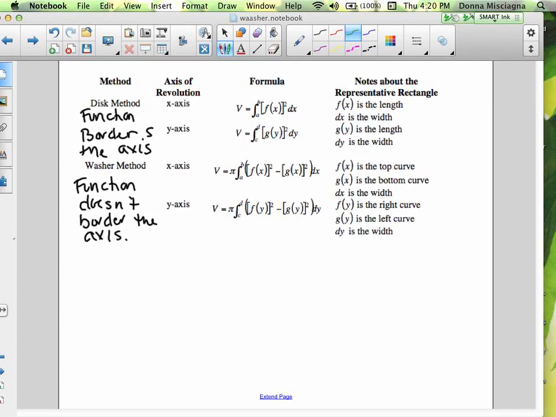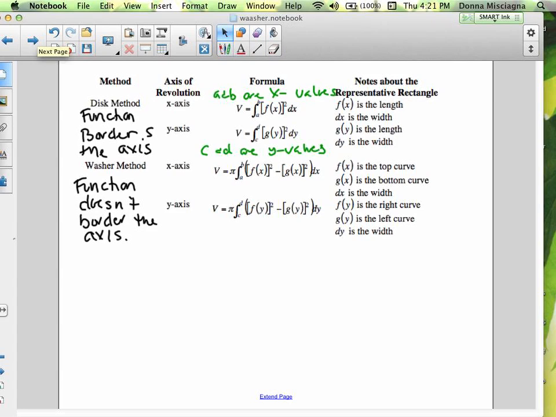Maybe I should write that in. C and D are y values. And it's true for both of these here. And A and B are x values. It'll be similar if we rotate around a vertical line, not the x or y axes, but remember we'll be either subtracting it from our function or subtracting from it, one or the other. If it's to the left or below, we'll be subtracting it. If it's to the right or above, we'll be subtracting from it.